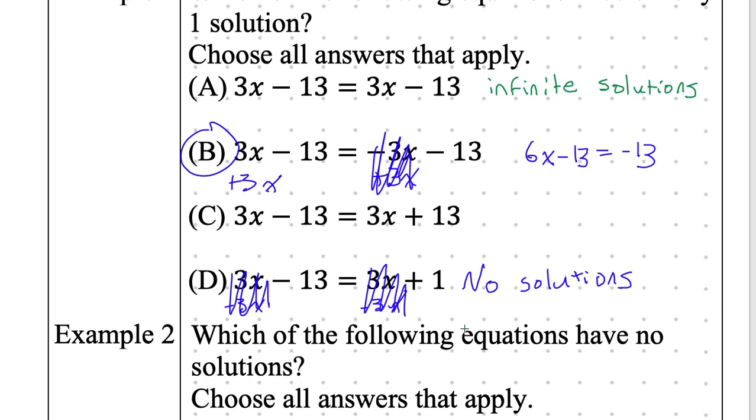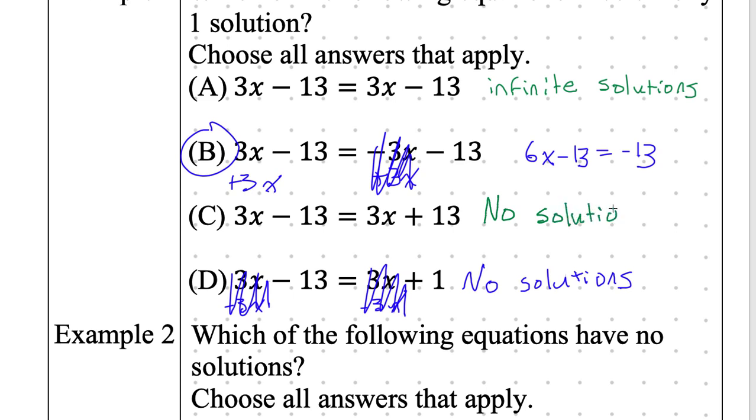What about C? How many solutions is C just by looking at it? Wyatt? I think it has one. One solution? Why one? I don't know, I just do. You gotta be able to explain it though, Wyatt. So what could you do in your mind's eye without actually doing the math, without writing it down? What would you do to both sides? What could I subtract or add? Subtract 3x. If I subtract 3x, what am I gonna have left on the left and the right? Negative 13. So it's no solution. This one is indeed no solution. Thank you, Wyatt.